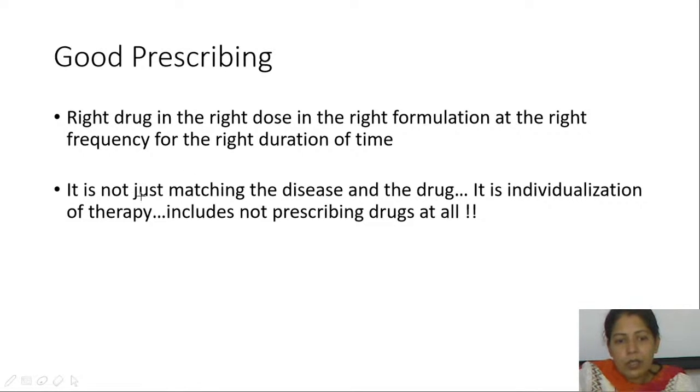Then good prescribing is not just matching the disease and the drug, it is individualization of the therapy. And it may include not prescribing drugs at all. So no prescribing or no drug could also be a good prescription.